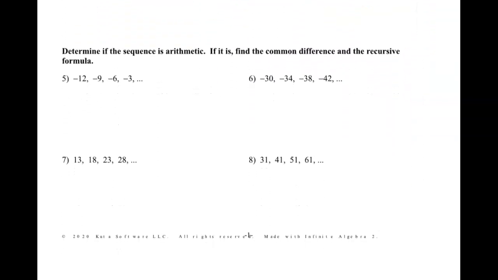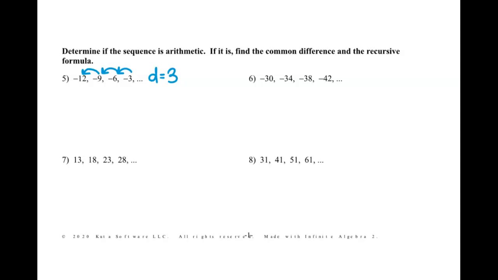Next section, still arithmetic, find the common difference, and now we're looking for the recursive formula. Let's look at number 5. -9 minus -12 is 3. -6 minus -9 is 3. -3 minus -6 is 3. So d, our common difference, is 3. And once again, you can also just look at this as adding 3 to get from term to term. -12 plus 3 is -9, -9 plus 3 is -6, etc.